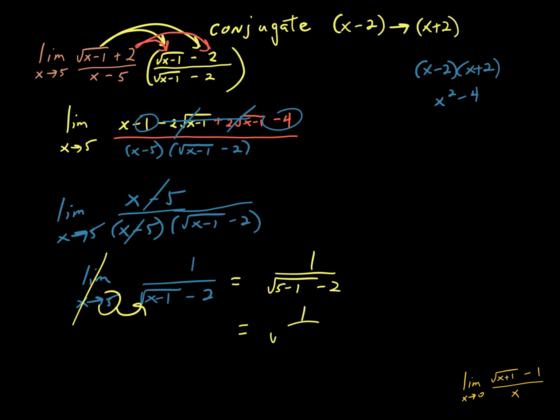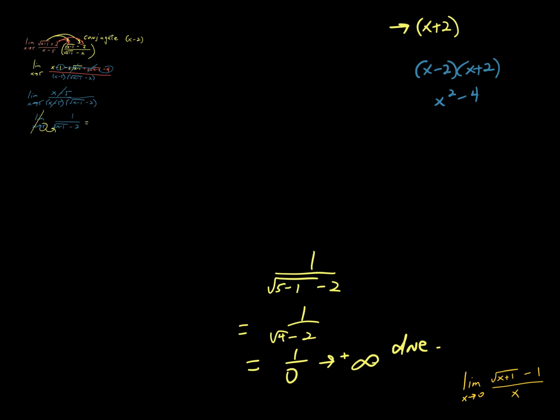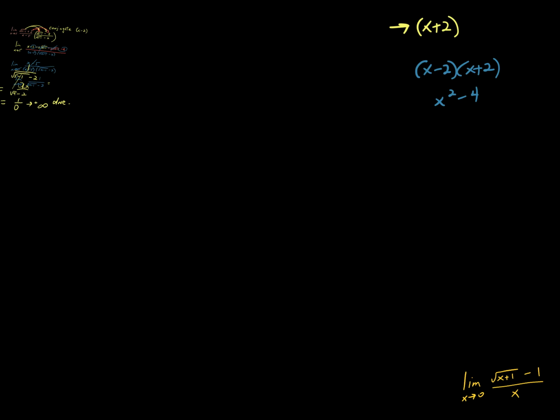And that's going to equal the square root of 4 minus 2, which is 0. It looks like this is approaching infinity. And if it's approaching infinity, the limit does not exist. So that's going to pop up sometimes where you have an infinity, and there's an example of when. Let's do one more just like that, another conjugate.